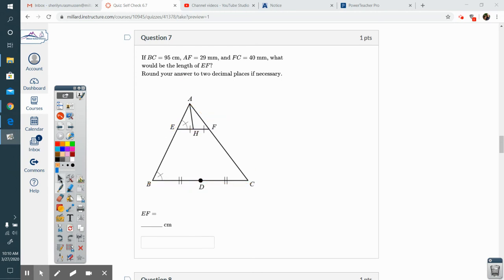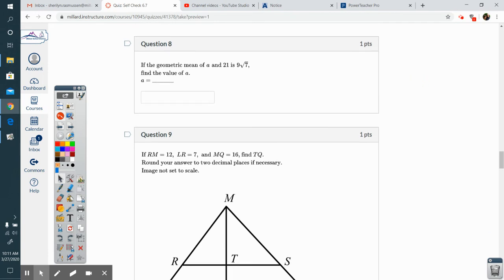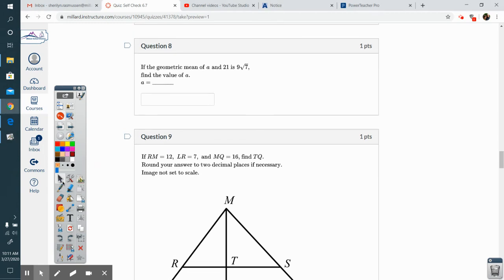Okay, next problem. Okay, another geometric mean one. We'll do another example that's like that. If the geometric mean of 21 and a is 9 times the square root of 7, find the value of a. So you multiply 21 times a, take the square root of it, and that equals whatever it told you was that geometric mean, 9 square root of 7.